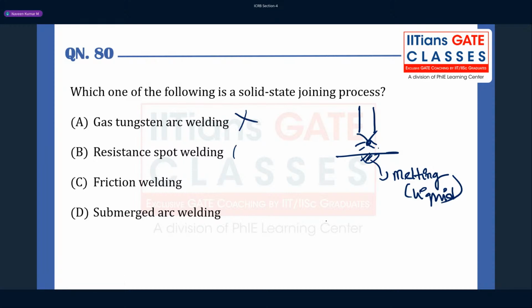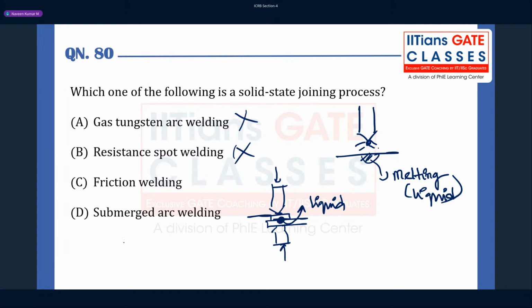Resistance spot welding. Yesterday we discussed resistance spot welding, where we have two sheets that have to be joined, and two electrodes that are coming, and then you are putting some force, waiting some time. There is some nugget formed. How is this nugget formed? Because of the joule heating. How is this joule heat coming? Because of the resistance between the two sheets, because of the air gap. So here also there is some liquid that is being formed. There is no solid thing. So obviously this is also not solid state welding.